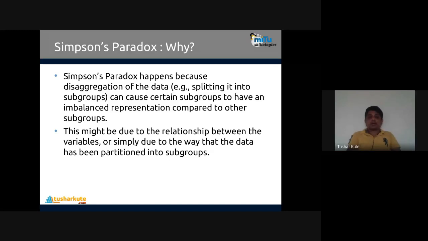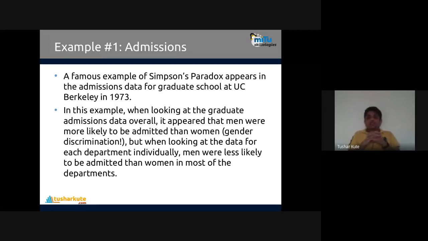Let's take an example. Example number one: a famous example of Simpson's paradox appears in the graduate admission data at UC Berkeley in 1973. When you look at the graduate admissions data overall, it appears that men were more likely to be admitted than women. This suggests gender discrimination.